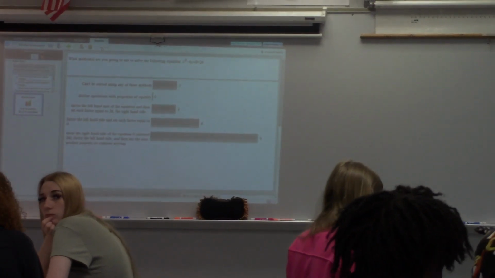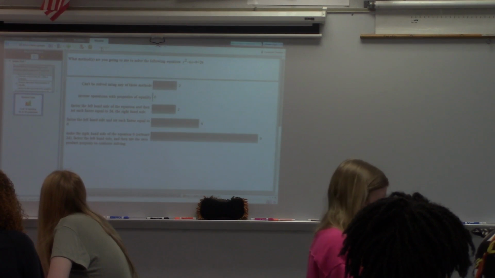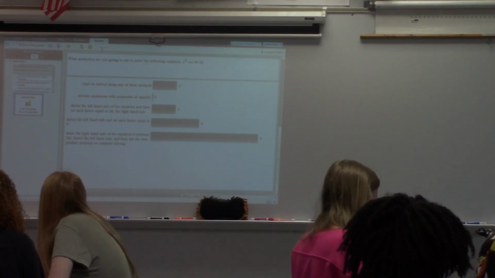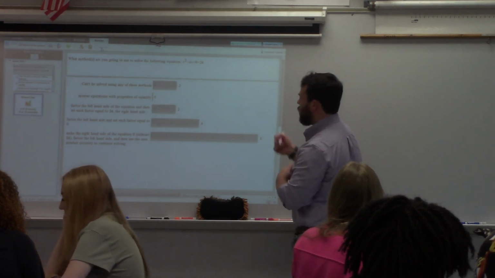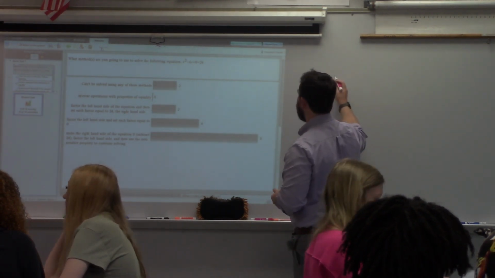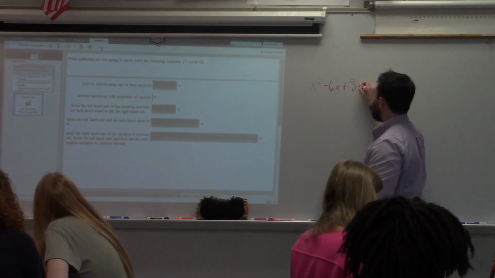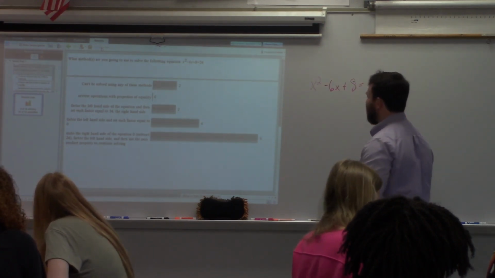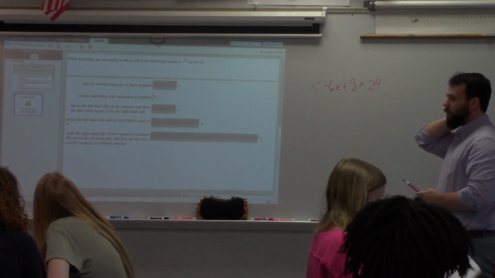Actually start the solving process until you understand the concept of how we're going to approach this. So right here, factor the left-hand side. We have two answers that said factor the left-hand side and then set the factors equal to 24. Most of us did not put the answer factor the left-hand side and then set each factor equal to 24.